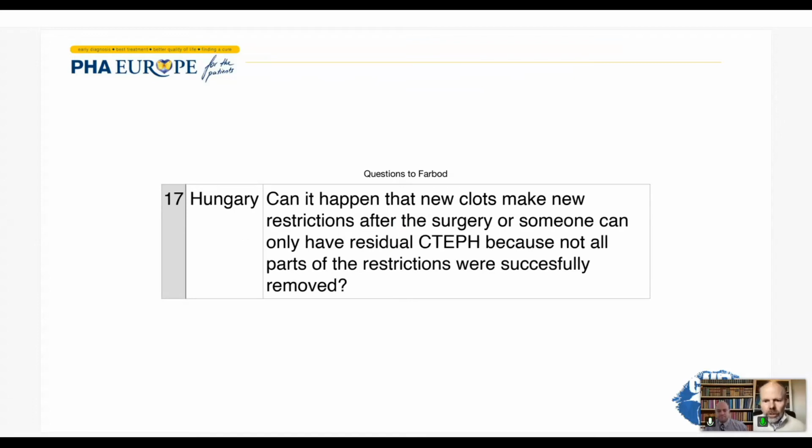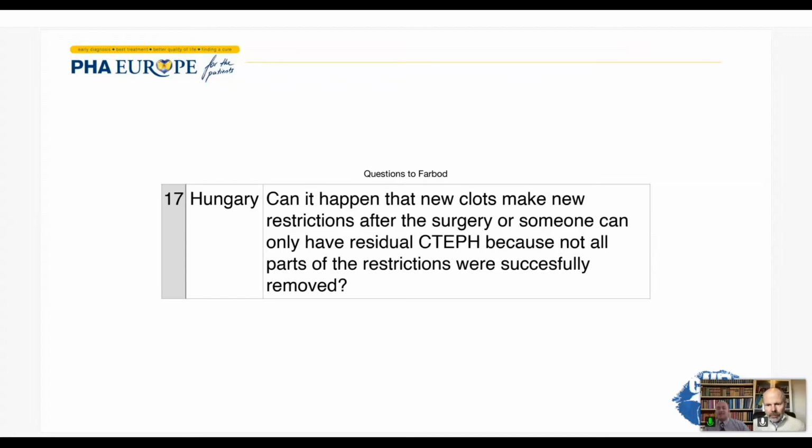Another one from Hungary. Can it happen that new clots make new restrictions after the surgery, or someone can only have residual CTEPH because not all parts of the restrictions were successfully removed? Definitely. There are definitely cases where they were not able to get a lot of the material out, or enough of it out, to lead to hemodynamic normalization.